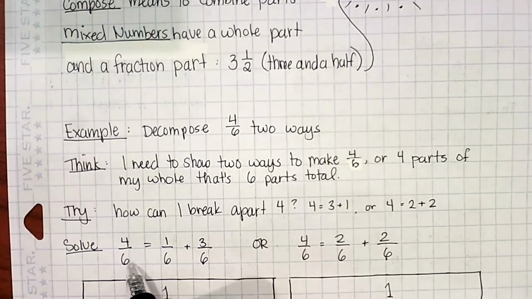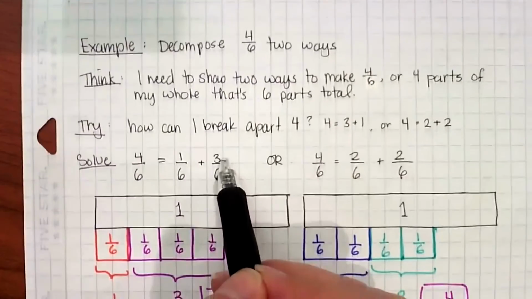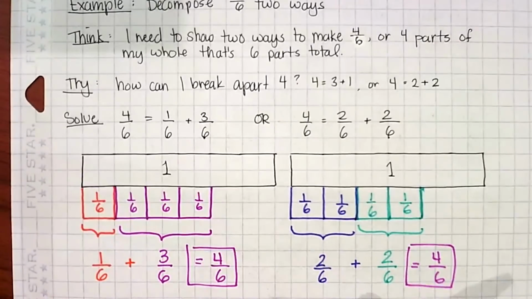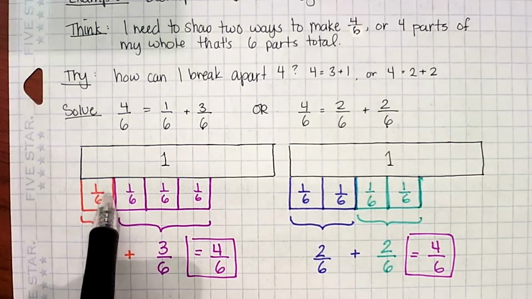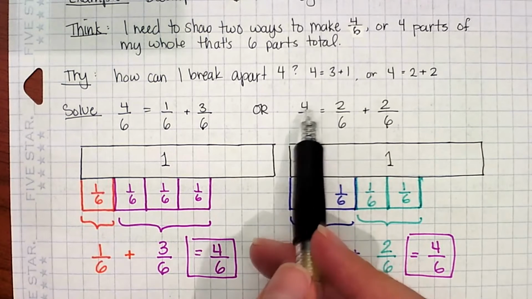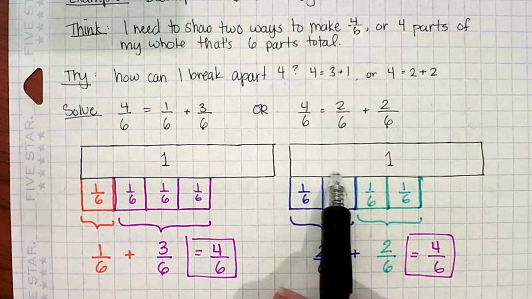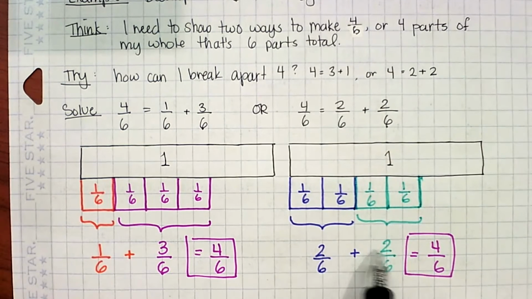So 4 over 6 is equal to 1 over 6 plus 3 over 6. You can show that here using our fraction strips. 1/6 plus 3 more 6 equals 4/6. Or I could do 4/6 is equal to 2/6 plus another 2/6. So these two plus these two, 2 plus 2 is 4.